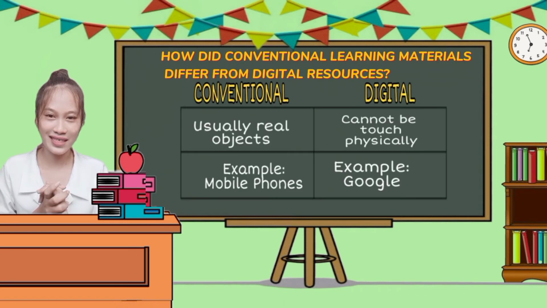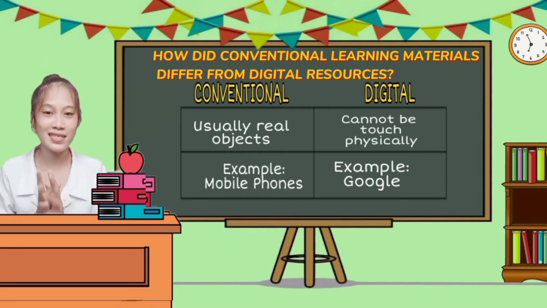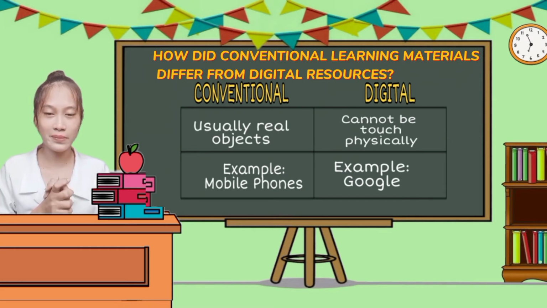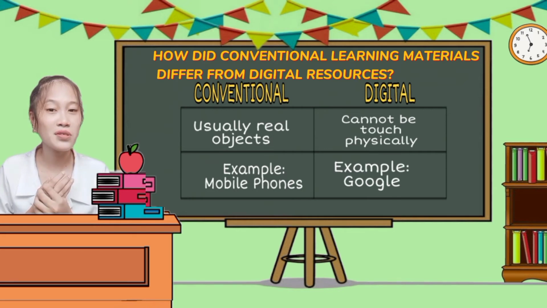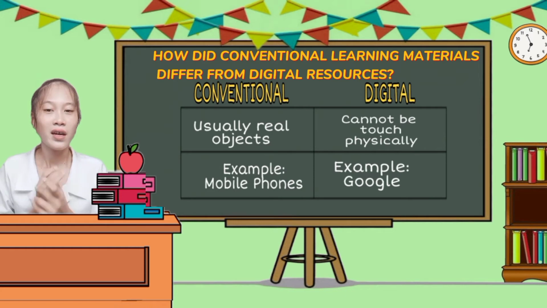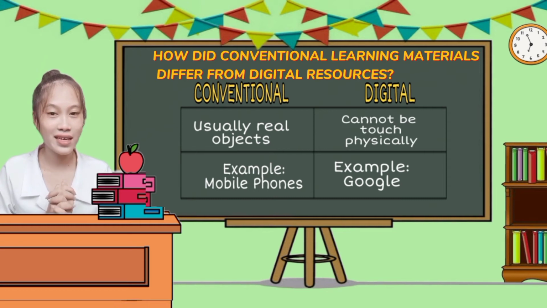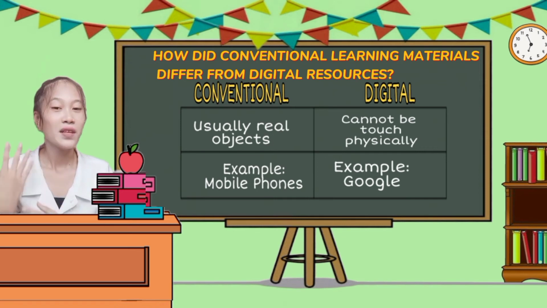Now, how are conventional learning materials different from digital resources? Most conventional learning materials, like tablets, give us access to the digital resources. In other words, conventional learning materials are the physical materials used for learning. These can be touched. Digital resources, on the other side, can be seen, read, heard, and accessed, but cannot be touched. I'm not saying that conventional learning materials cannot be read. They also can be read, but they can be touched, while the digital resources cannot be touched.